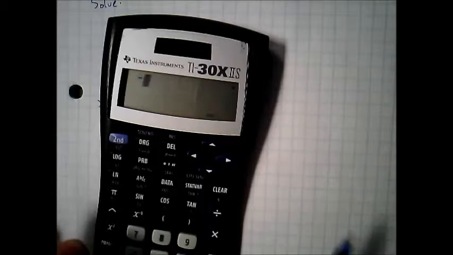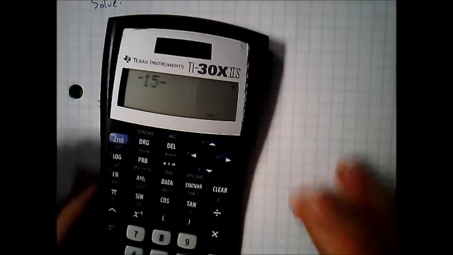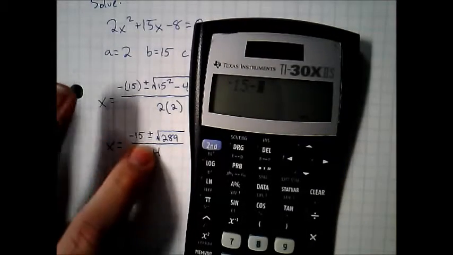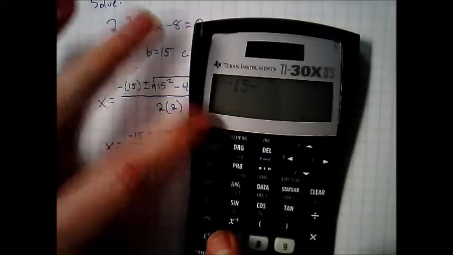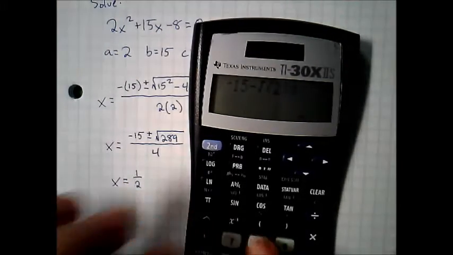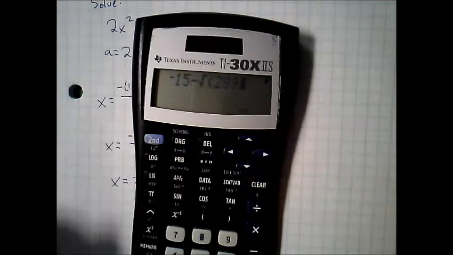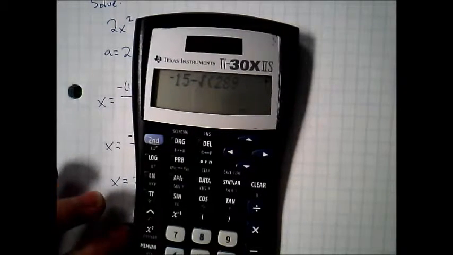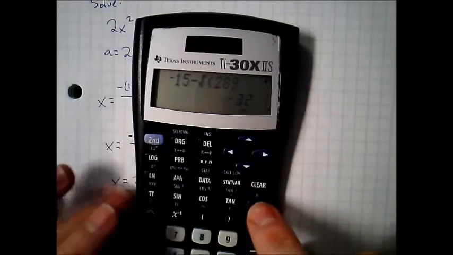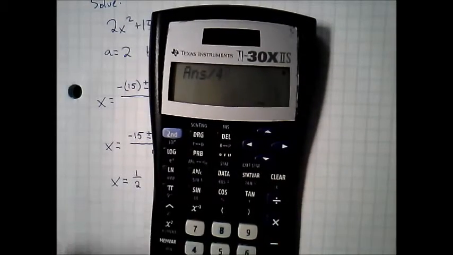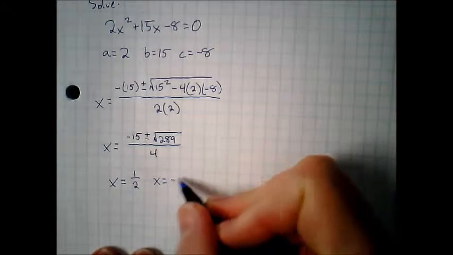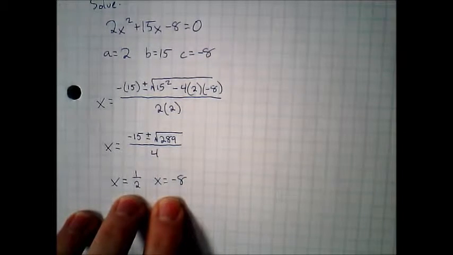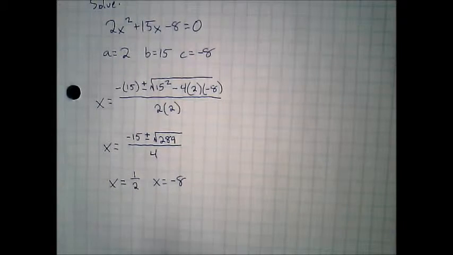So we're just going to do negative 15 minus. The only thing that changes is this plus changes to a minus. It's still negative 15. We're still dividing by a positive 4. We have negative 15 minus the square root of 289, hit equals, and then we're dividing this by 4, and we get x equals negative 8. So these are the two x-intercepts, and that's it. That's using the quadratic formula.